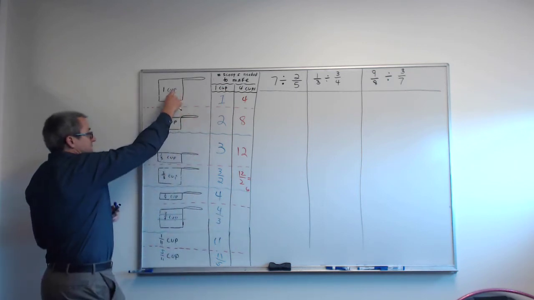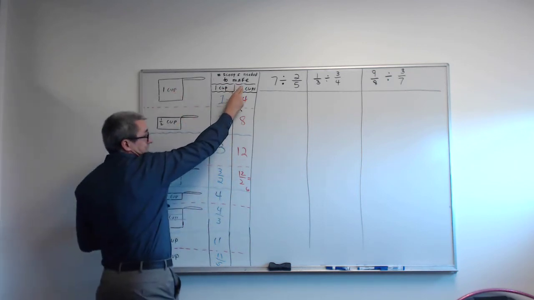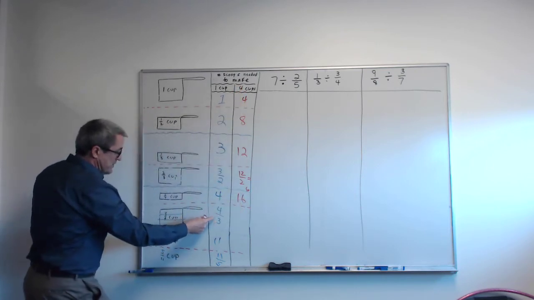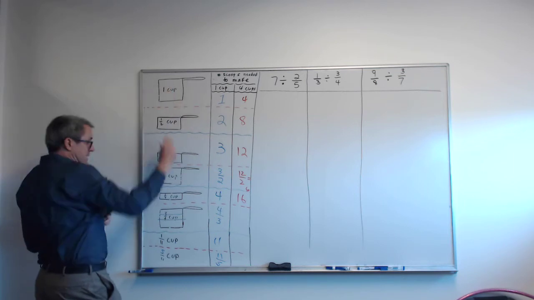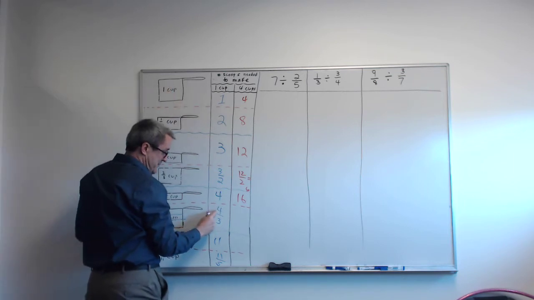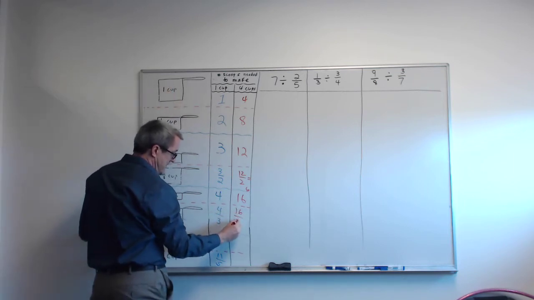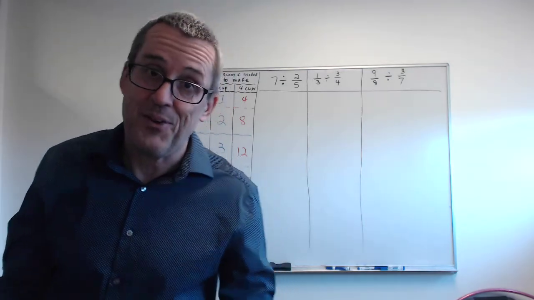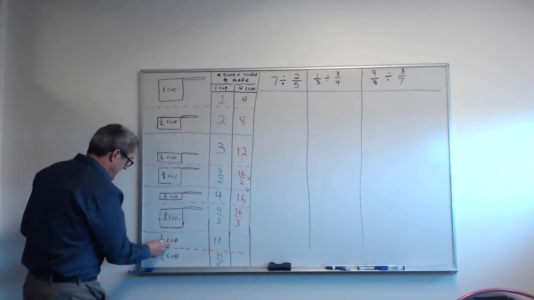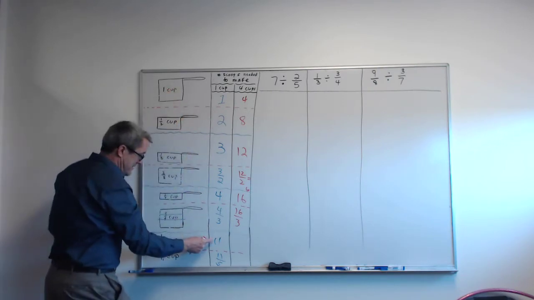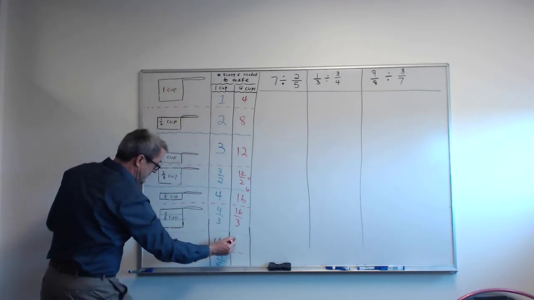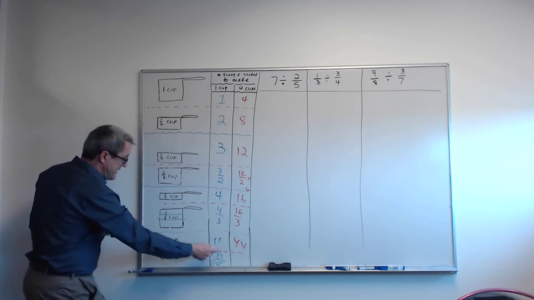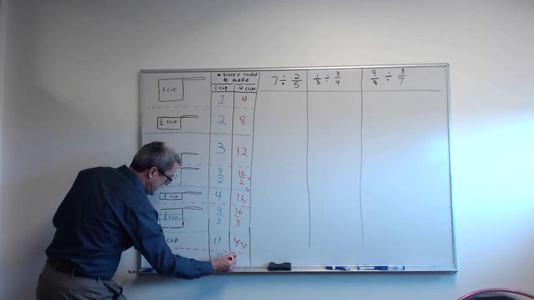4 of those makes a cup. If I have to do that 4 times, 16. 4/3, 1 1/3 of these makes a cup. If I have to do that 4 times, 4 times 4/3 is 16/3, 5 1/3 if you like. 11 of these makes a cup. If I have to do that 4 times... 11/5 of these makes a cup. If I have to do that 4 times.